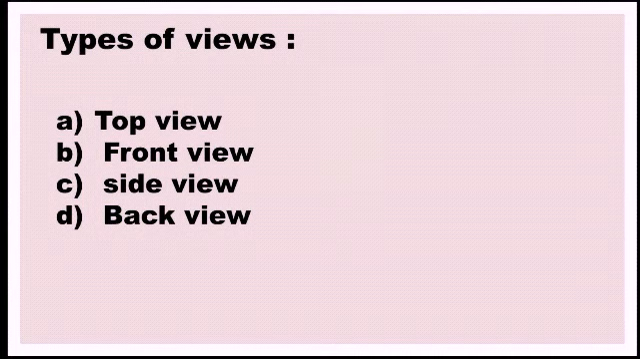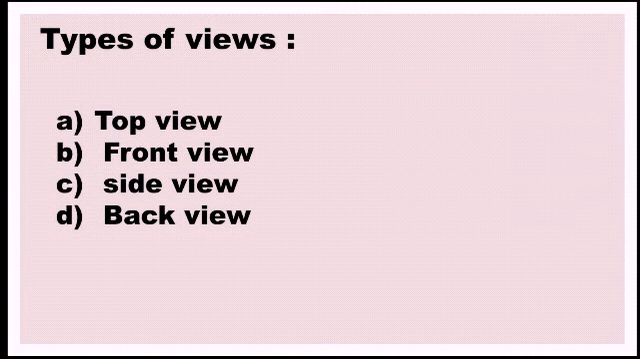We are going to learn how many different types of views there are. First of all, we need to know what is meant by views. Views means the ability to see something, like what side we are seeing, that is the view. When we see the object from the top, it is called top view. When we see the object from the front, it is called front view. When we see the object from the side, it is called side view.